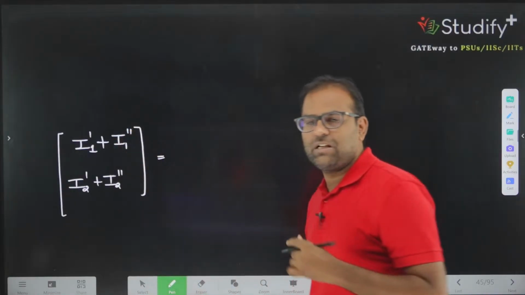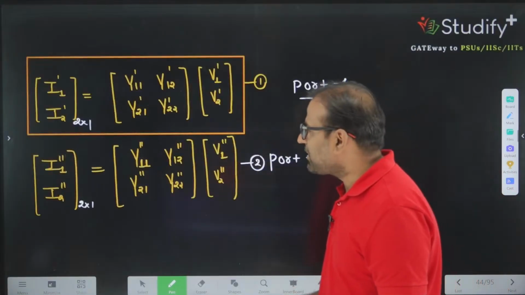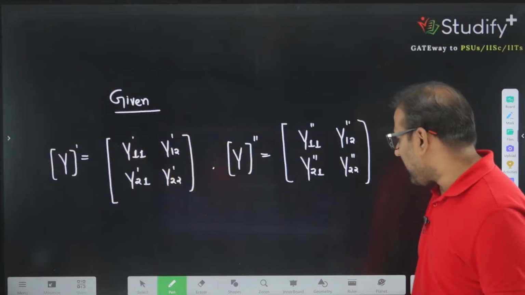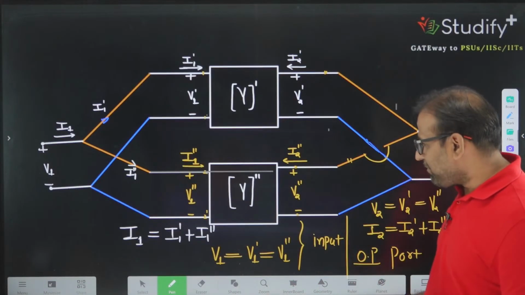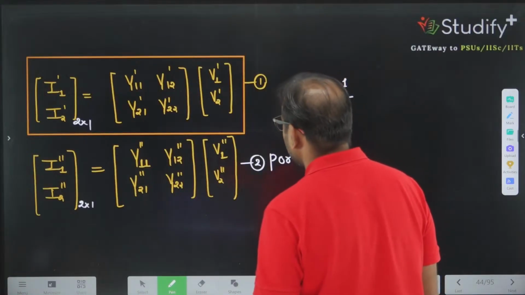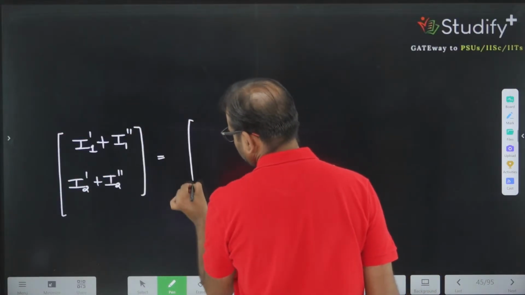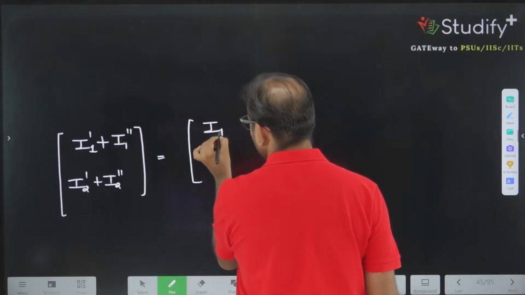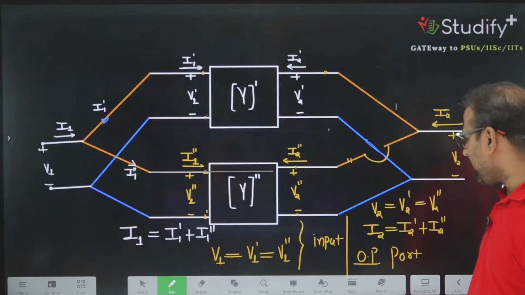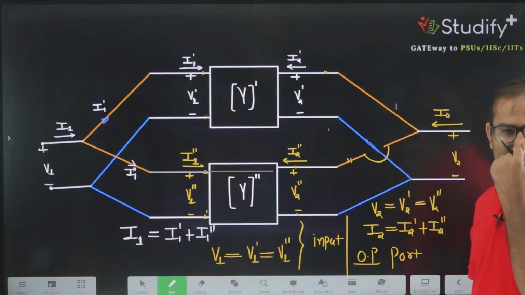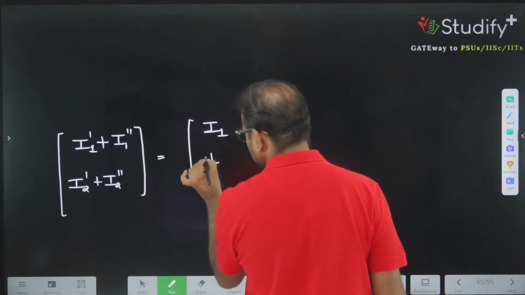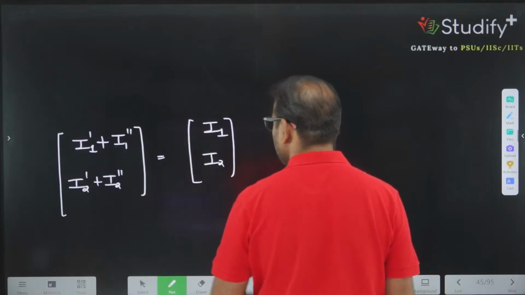When we combine the left side of the equation, what you can observe is that I1 prime and I1 double prime, this value is equivalent to what? I1 prime and I1 double prime, this is the equivalent current, and that current is what? I1. So you can say this current is I1. And I2 prime and I2 double prime, when you go back and see your original equation, I2 prime plus I2 double prime, this current is known as I2. So I am writing this current as I2 current.